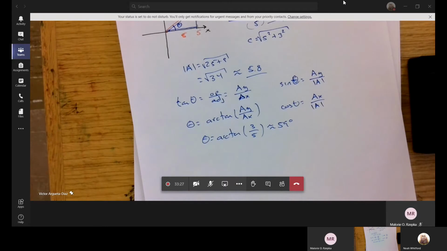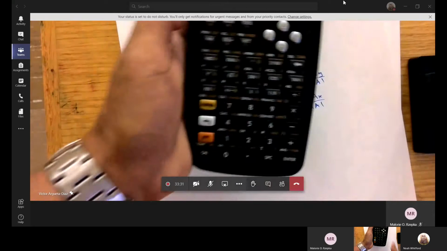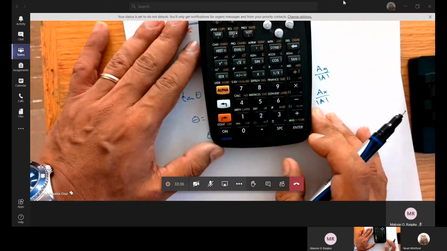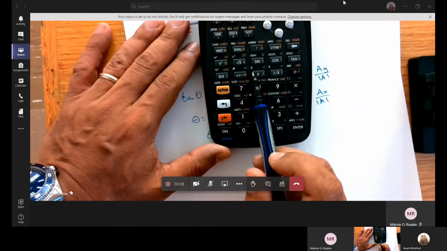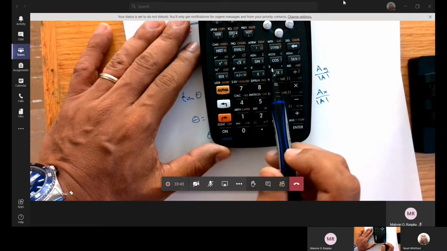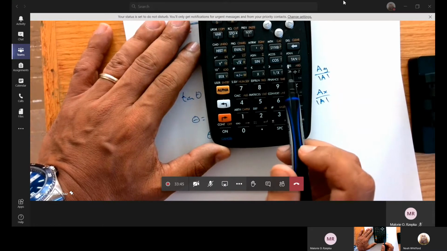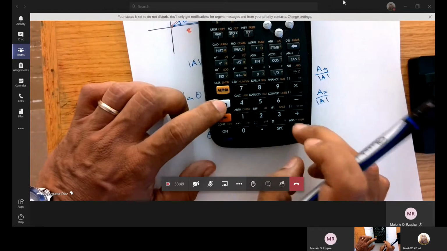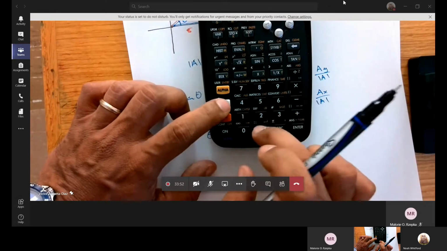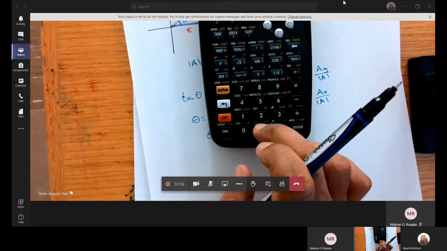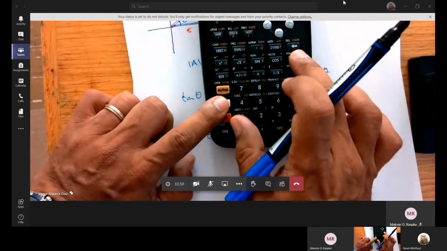Sure. It depends on your calculator, but normally all calculators are going to have something like that. You're going to have your trigonometric functions, so I have sine, cosine, tangent. And then you're going to have an inverse function, an inverse button somewhere in your calculator. In my case, it's this white thing. So I just press the number that I want, and then the inverse function of tangent, and that should be enough.